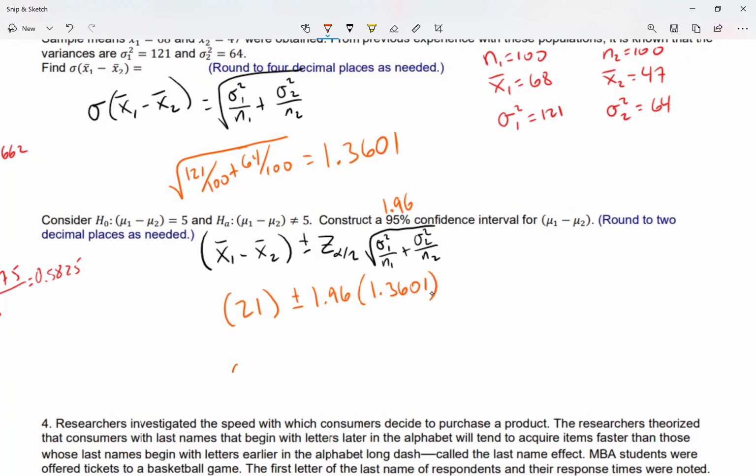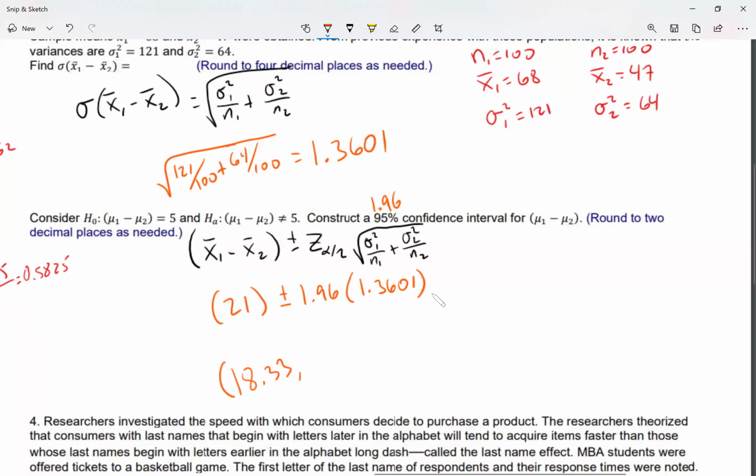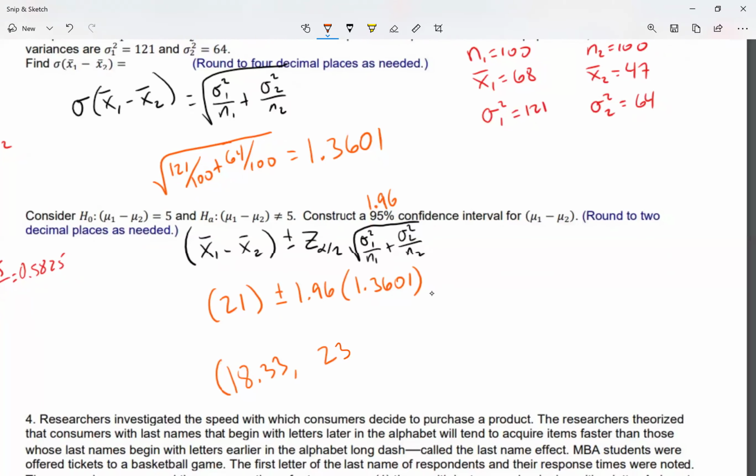So my confidence interval will be from 18.33 to, now use the plus sign, 21 plus 1.96 times 1.3601, and it should give you 23.67. Again, pause the video. Make sure you type all the work. Make sure you know how to type it on your calculator. Make sure you get the same answers as I do.